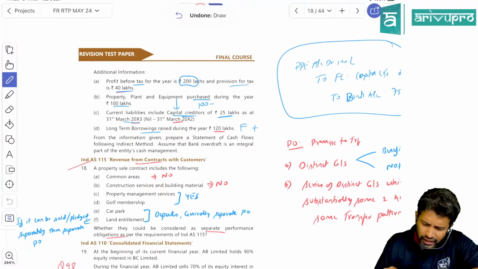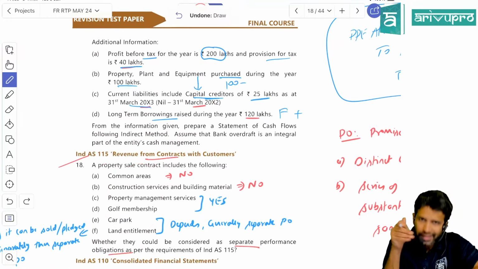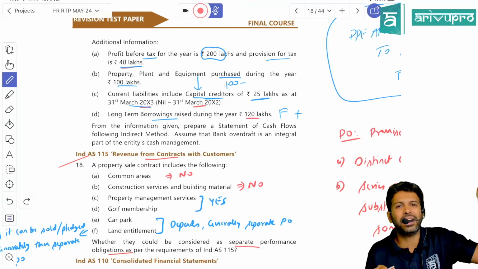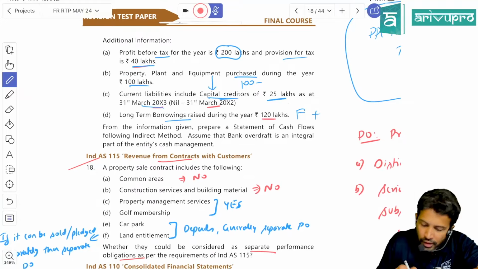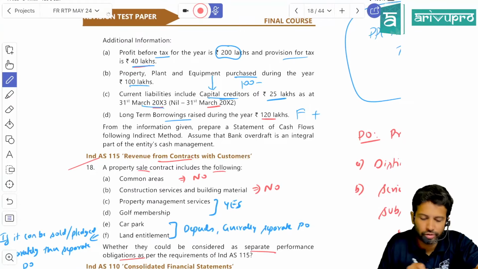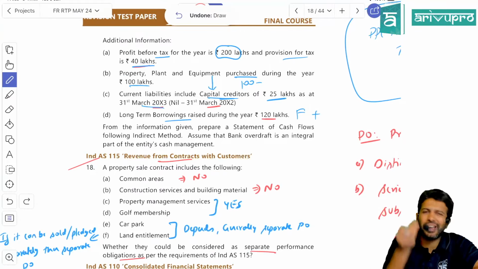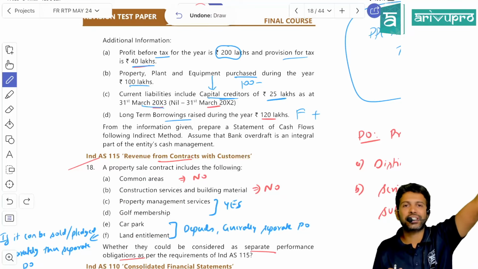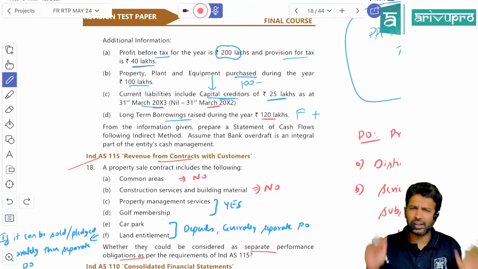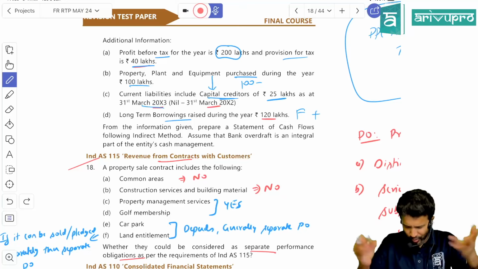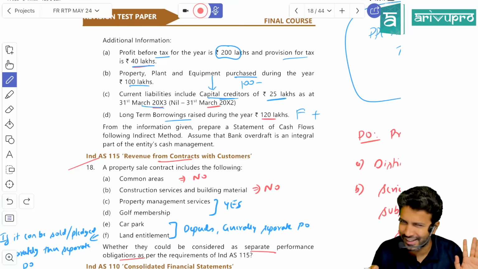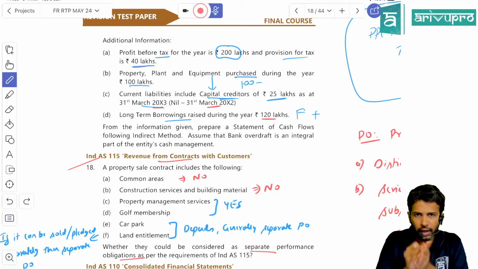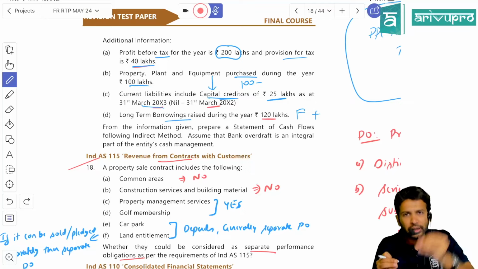Now they are giving you this data and asking you whether all these are a single performance obligation or can we consider them as separate performance obligations. A property sale contract includes the following. Sir, you have purchased a property. Let's assume an apartment, because the data given resembles an apartment. So you purchased an apartment, let's say from Mantri Builders, Shobha Builders, or whatever builder. From one builder you purchased a property, an apartment. Now they have this particular apartment.